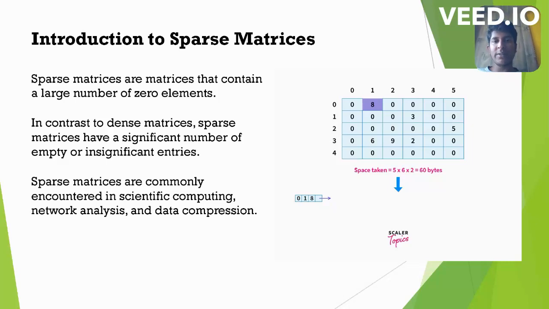Introduction to sparse matrices. Sparse matrices are matrices that contain a large number of zero elements. In contrast to dense matrices, sparse matrices have a significant number of empty or insignificant entries. Sparse matrices are commonly encountered in scientific computing, network analysis, and data compression.